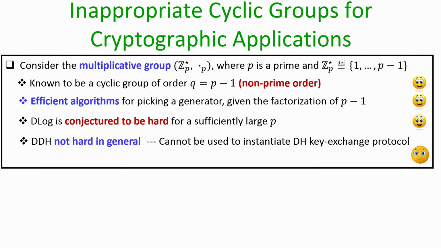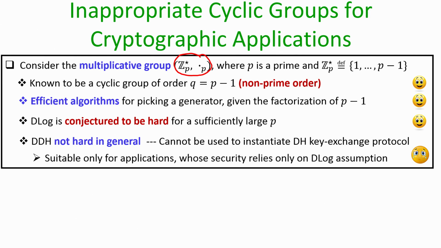underlying group. So, if I use Z_P star along with the operation multiplication modulo P as my underlying cyclic group and perform operations as per the steps of the Diffie-Hellman key exchange protocol, then it is not guaranteed that the resultant key exchange protocol satisfies the notion of strong privacy, because it is not guaranteed that the DDH problem in this specific group is hard.